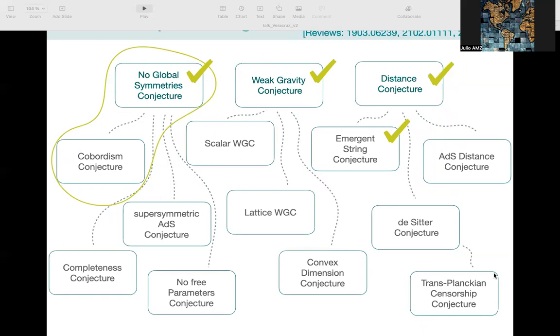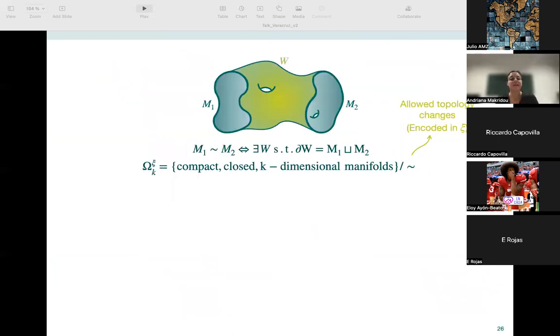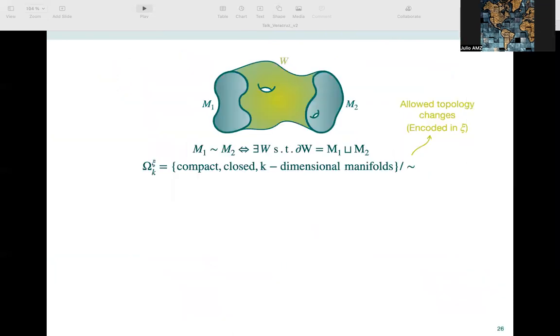And I want to say a few words about the more mathematical part of my work. And this is the so-called cobordism conjecture. And this is a specific subcase of the no global symmetries. And to describe it, I first need to define what cobordism is. The idea is that we have two k-dimensional manifolds that are compact, closed, and smooth, actually. M1 and M2, and one is saying that M1 and M2 are cobordant to each other if there exists a higher dimensional manifold of dimension k+1, such that M1 union M2 is its boundary.